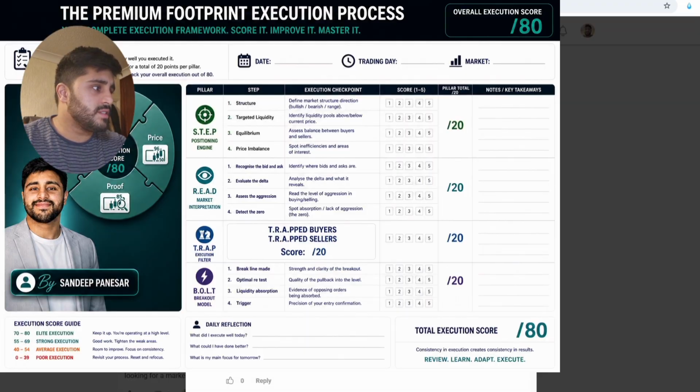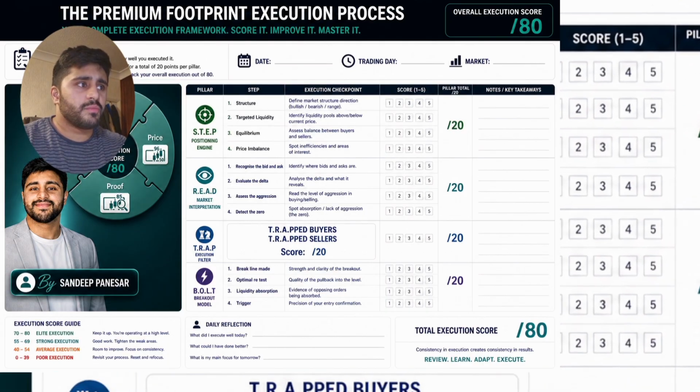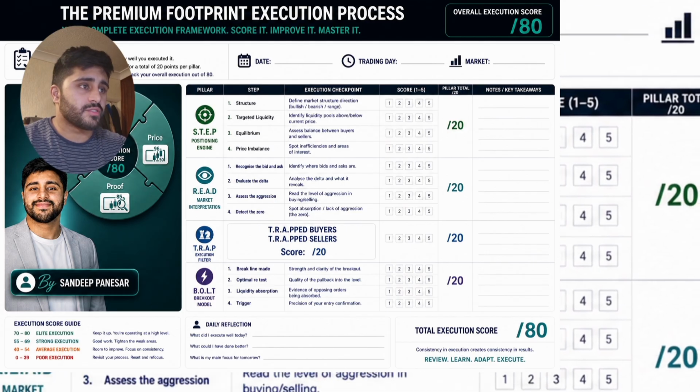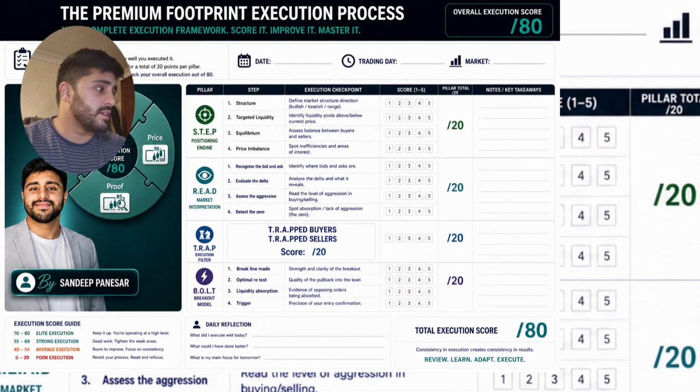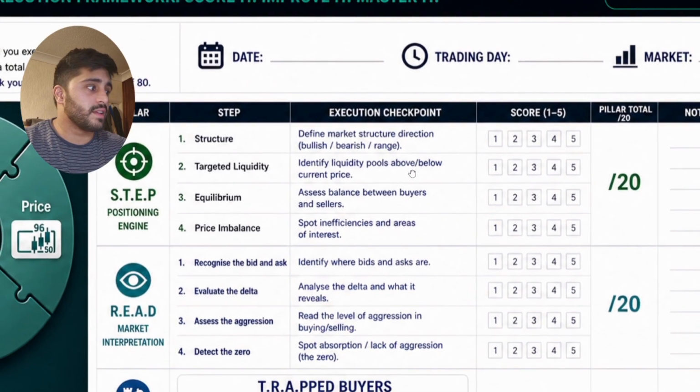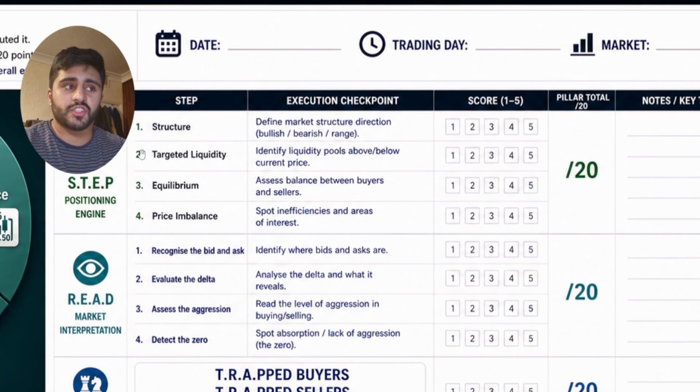So this is the positioning process that we use, right? So this is what we call the 4-step process. So what we're looking at now specifically is this, right? We are looking at the 4-step positioning process. So structure, targeted liquidity, equilibrium, and price imbalance. So once I've done all 4 of these, I want to then mark that out of 20.